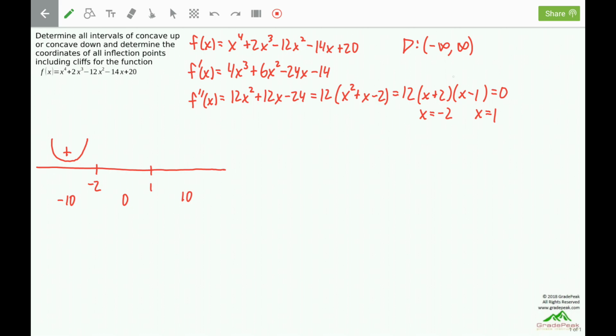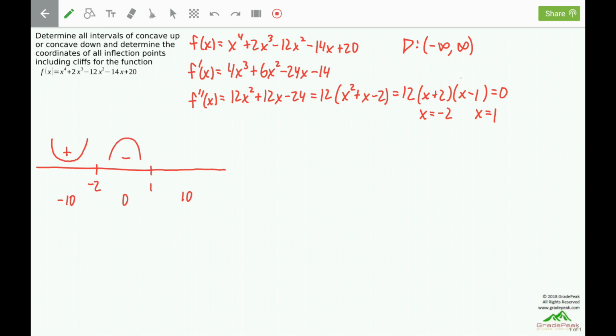We can now plug the test value of 0 into the fully factored version of the second derivative. 0 plus 2 is positive. 0 minus 1 is negative. Positive times negative is negative times the positive 12 is still negative. We have a negative second derivative. This corresponds to a concave down.